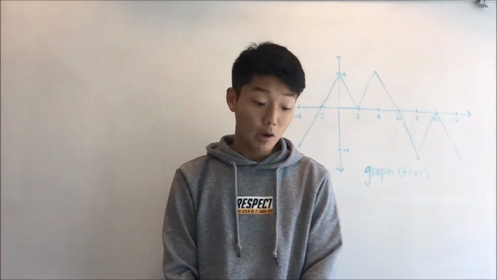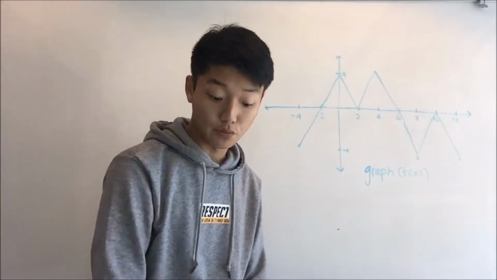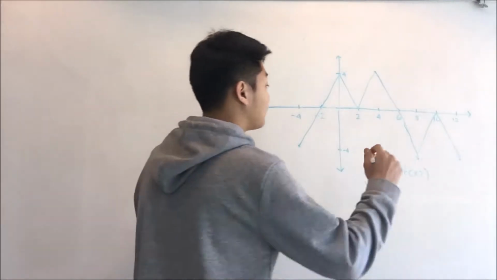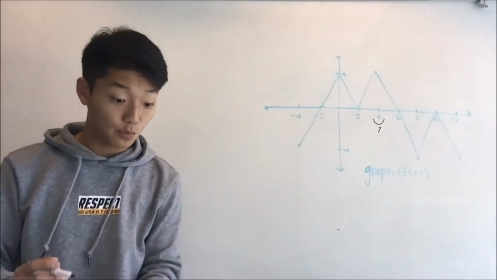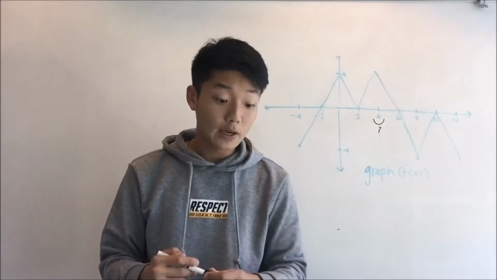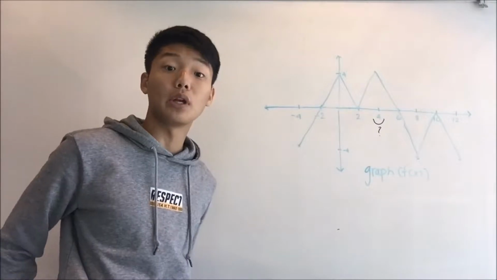Part B. Part B says, does the graph of g have a point of inflection at x equals 4? So let's mark x equals 4. So this is x equals 4. And you have to justify your answer. So let's first start with the concept of point of inflection.